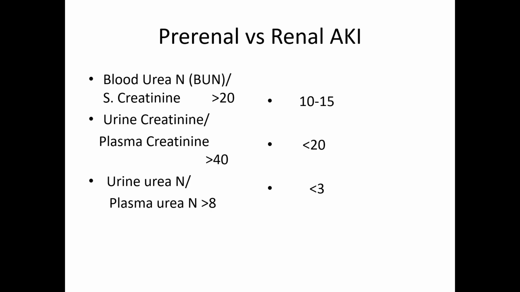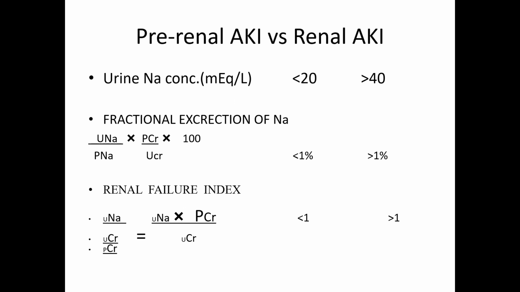So there are certain other parameters. When you measure blood urea nitrogen and serum creatinine in this patient, that ratio also gives us some idea about whether this patient has pre-renal AKI or renal AKI. In pre-renal AKI, this ratio of the BUN and serum creatinine is usually more than 20. And in renal AKI, it is in the range of 10 to 15.